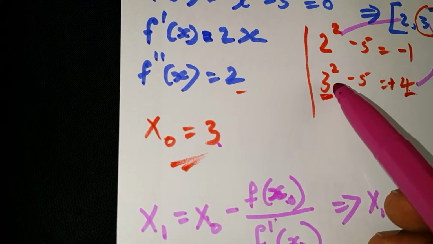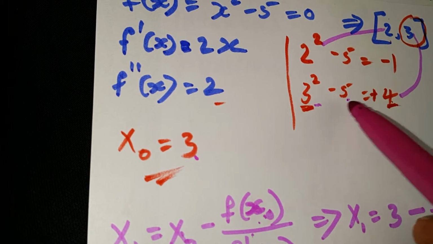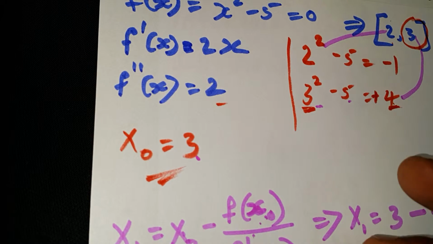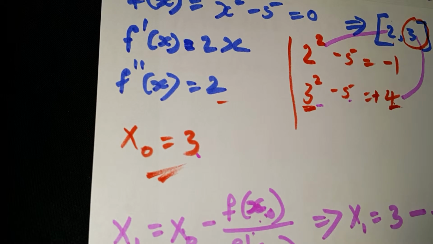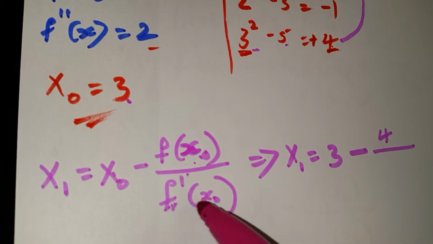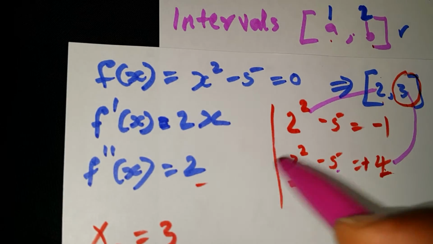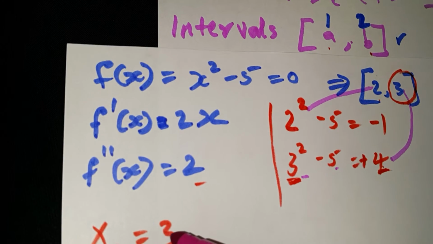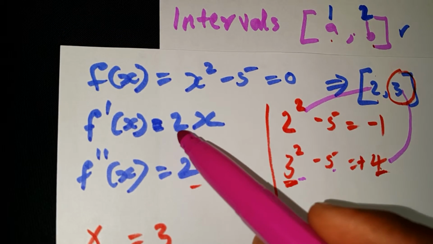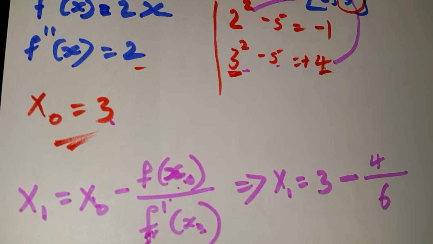So from here we already put our x0 into the function: 3 squared minus 5, that is 9 minus 5, which is 4. So we write 4 here, over. Then put x0 into the first derivative of the function. This is our first derivative of the function. If we put our x0 here, which is 3, so 3 times 2 is 6.